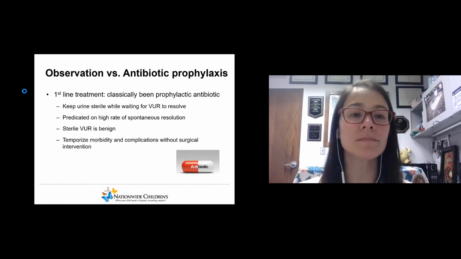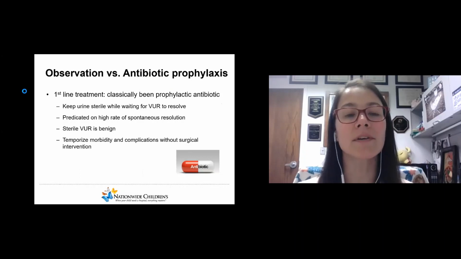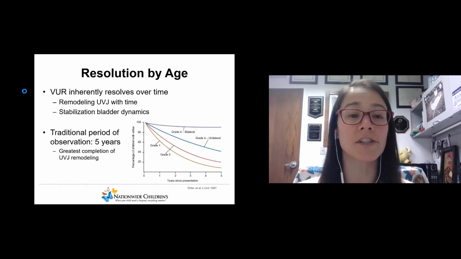So the first line of treatment has classically been prophylactic antibiotics, and the thought is that you want to keep the urine sterile while you're waiting for reflux to resolve. And this is predicated on that high rate of spontaneous resolution. It's also predicated on the thought that sterile reflux is benign, and that the goal is to really temporize morbidity and complications without surgical intervention.